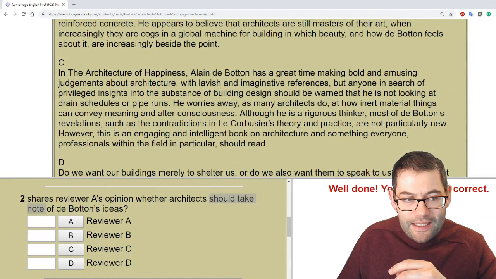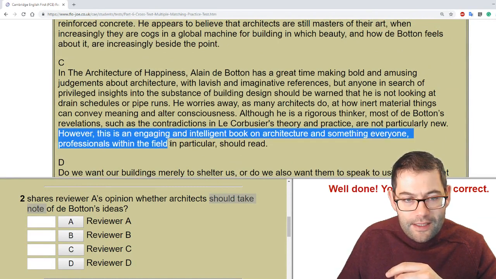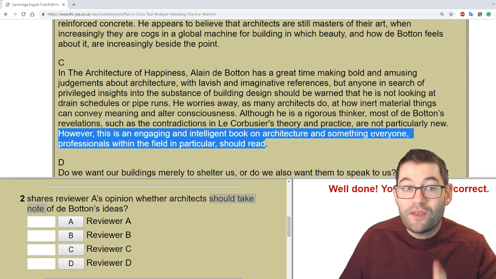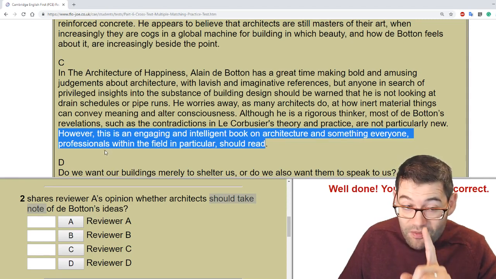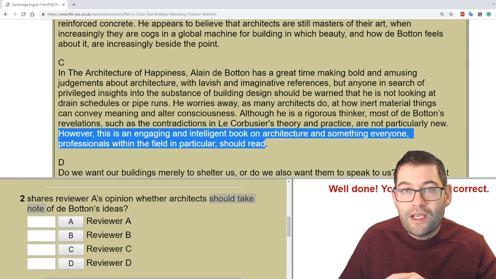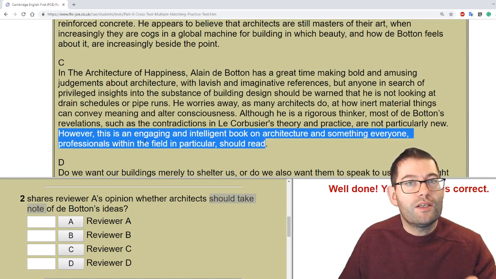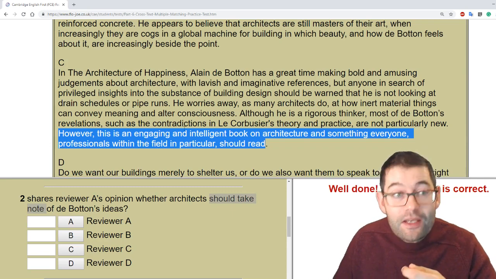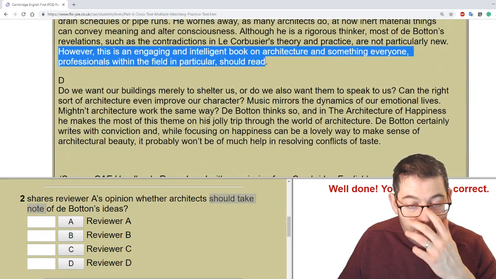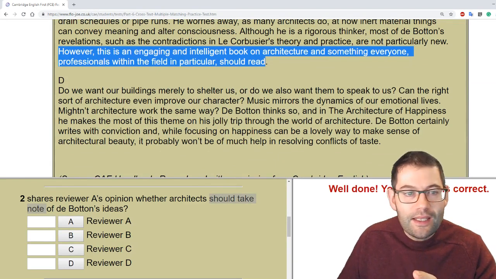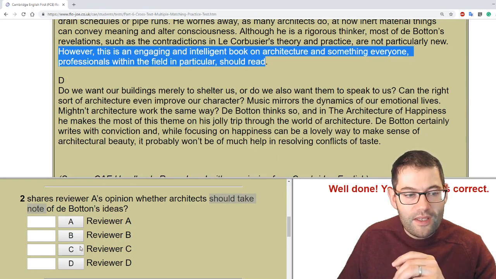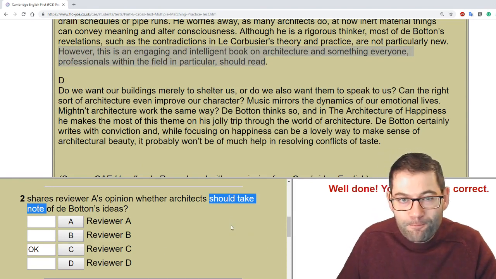However, in C, it says at the end, this is an engaging and intelligent book on architecture and something everyone, professionals within the field in particular, in other words, architects, should read. So A is saying architects should read it, C is saying architects should read it. In D, just to knock all the options off the list, there's nothing in here that says that architects should read his work. So here the answer is C.